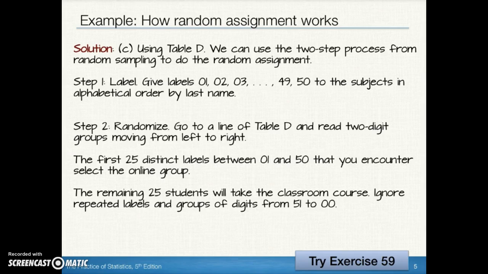Now, for some additional practice on how random assignment works in experimental design, try exercise 59.